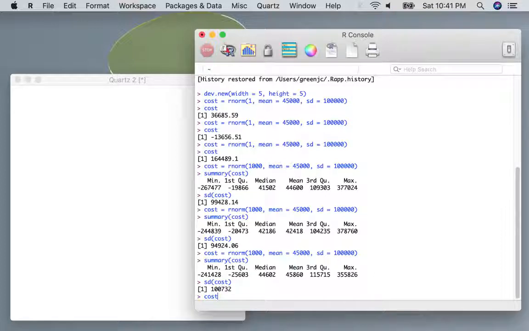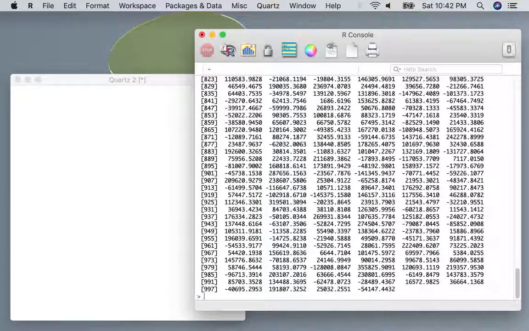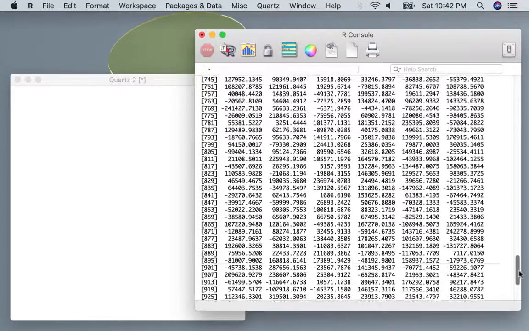The standard deviation's the same thing. We said draw it from a normal distribution where the standard deviation is $100,000, like in your assignment. The first time we did it, we got a standard deviation of $99,428. Next time, $94,924. The third time we did it, a standard deviation of $100,732. So when we take 1,000 draws from a normal distribution, we set the mean 45,000, and we got a mean pretty close to that. Standard deviation 100,000 in the underlying distribution, and we get a standard deviation pretty close to $100,000. It's not exactly 100,000, but it's $99,500 or $94,924 and so on. So the means and the standard deviations are close to what we give it for the distribution.